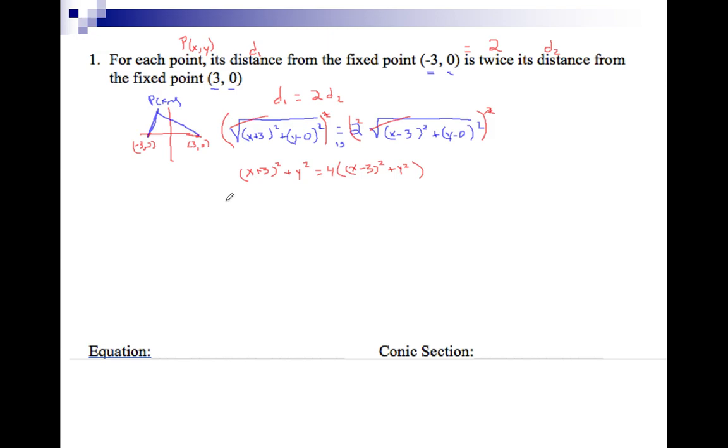Come on, algebra's got to go. Let's go. x squared plus 6x plus 9 plus y squared is equal to 4 times the quantity x squared minus 6x plus 9 plus y squared.